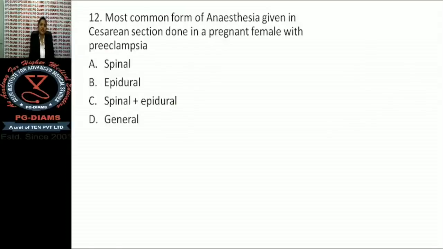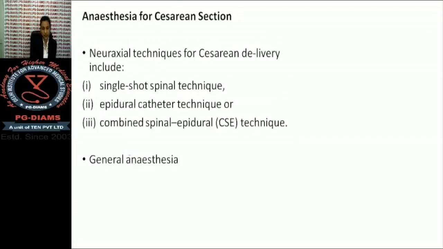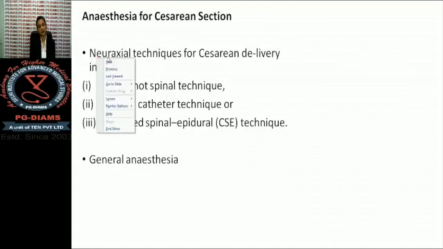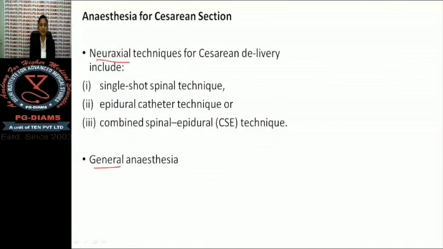Most common form of anesthesia given in cesarean section done in a pregnant female with preeclampsia. Now what are the forms of anesthesia that can be given for cesarean section? You can give regional or neuraxial anesthesia, or you can give general. We generally prefer neuraxial anesthesia for cesarean section.